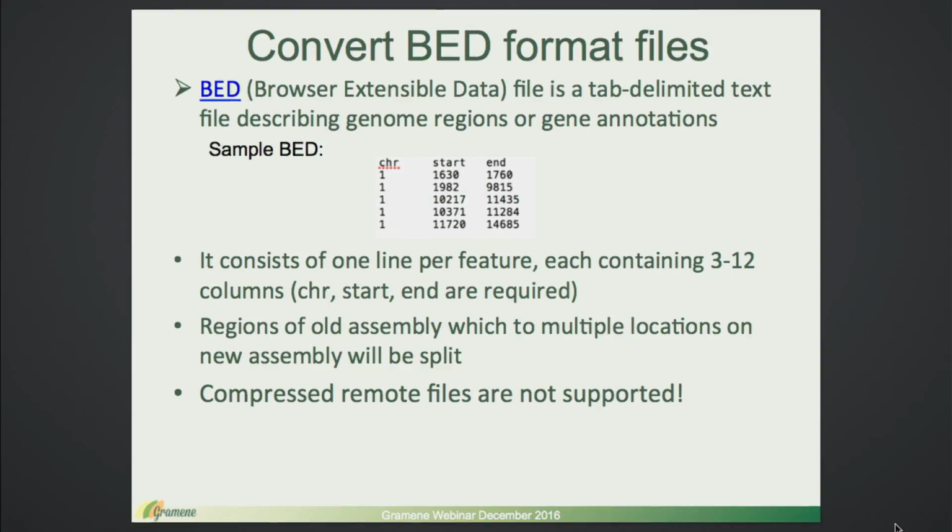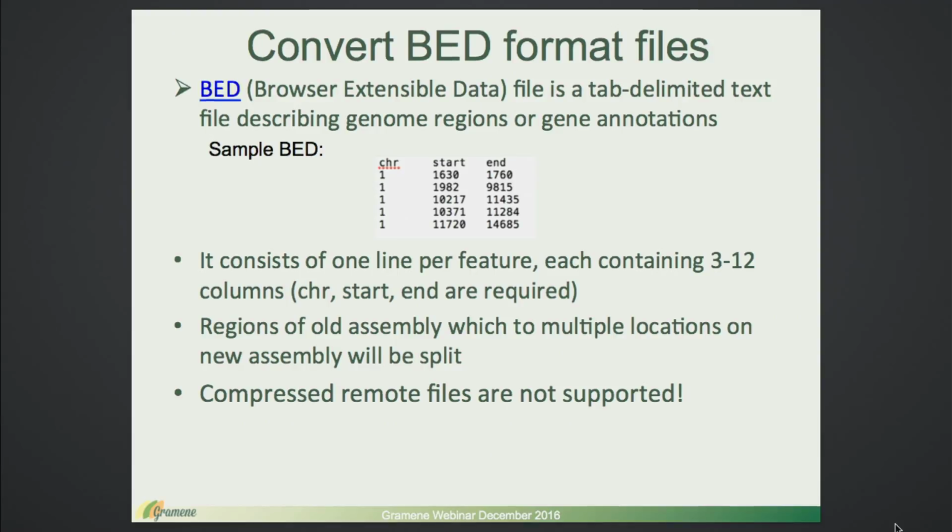The next one is the BED file format. The BED is a browser extensible data file format. It's a tab delimited one. Again, it describes genome regions and gene annotations. A BED file can comprise a minimum of 3 columns, and it can extend up to 12 columns. But just to get it working, we can just specify the chromosome and the start and end coordinates.